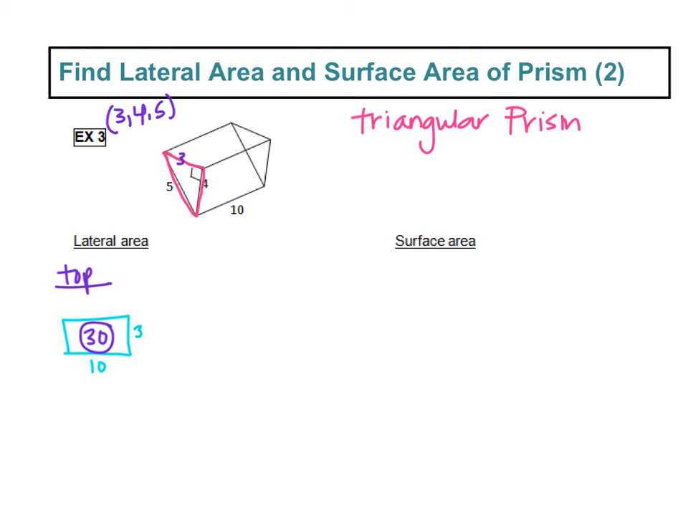Now we have the one on the right side. You can see which one I'm highlighting. So that's our right face. I'll go ahead and draw that. That's another rectangle, slightly different shape. We can see that it is a 10 by 4. So 10 by 4, find that area to get 40.